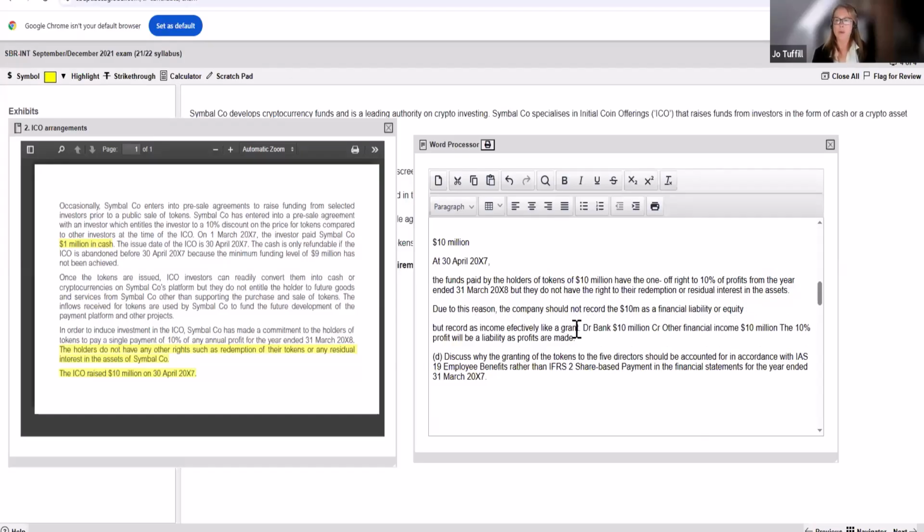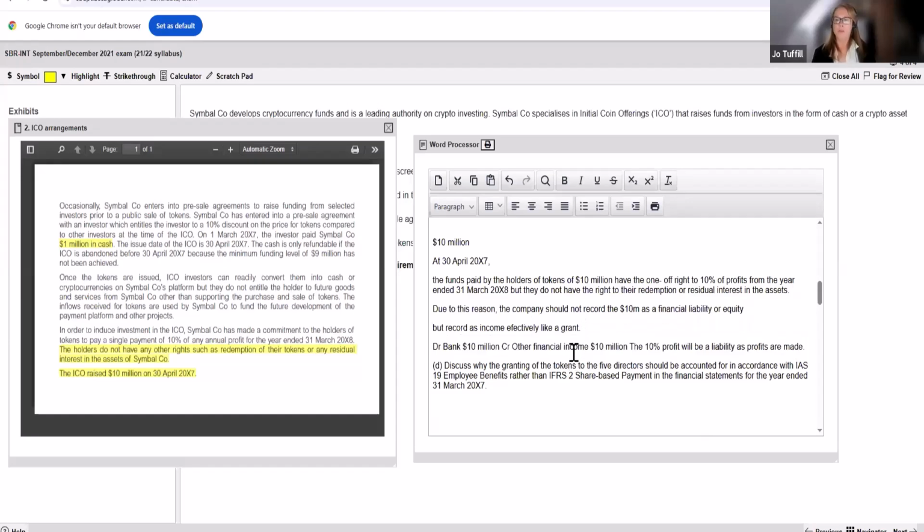But you need to record it like a grant. I think it's like an income grant. This is what they're saying. So they do a lovely journal for you. Debit 10 million, bank, credit, financial income.